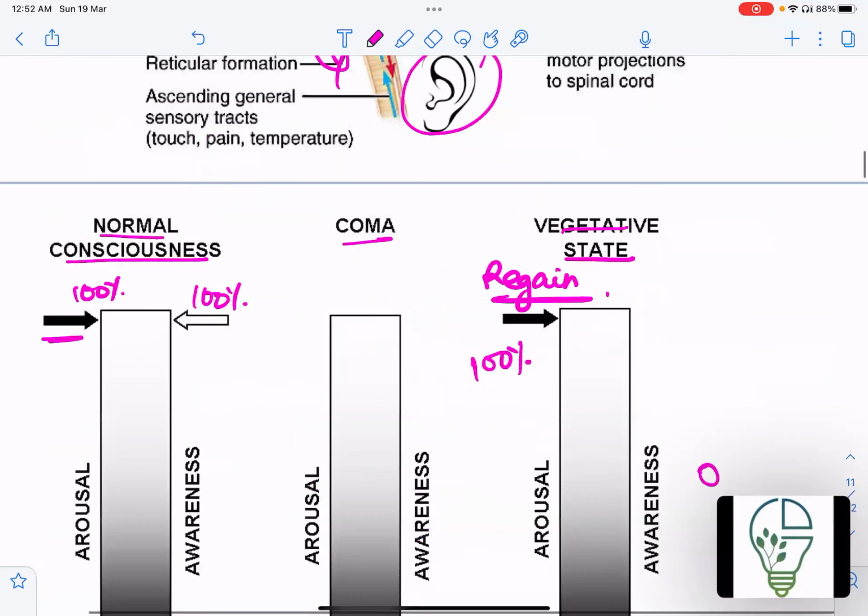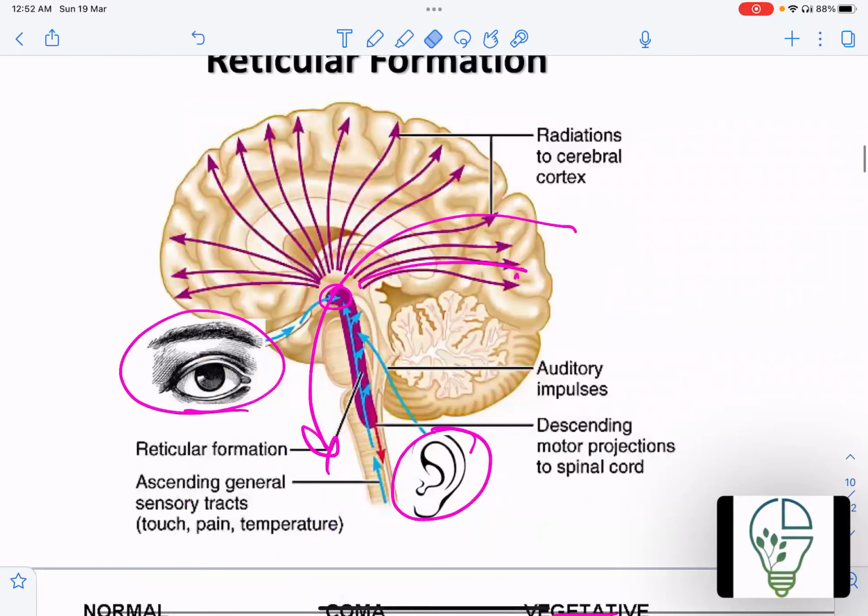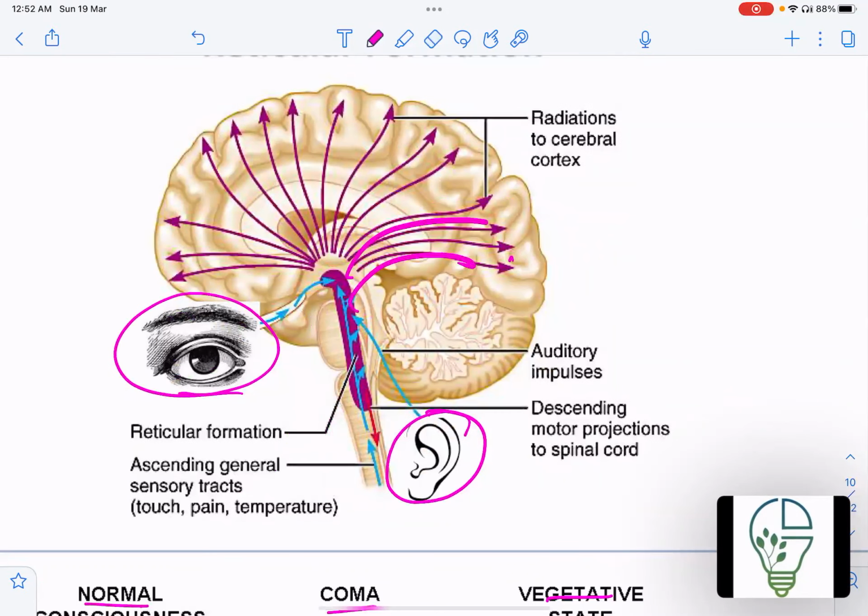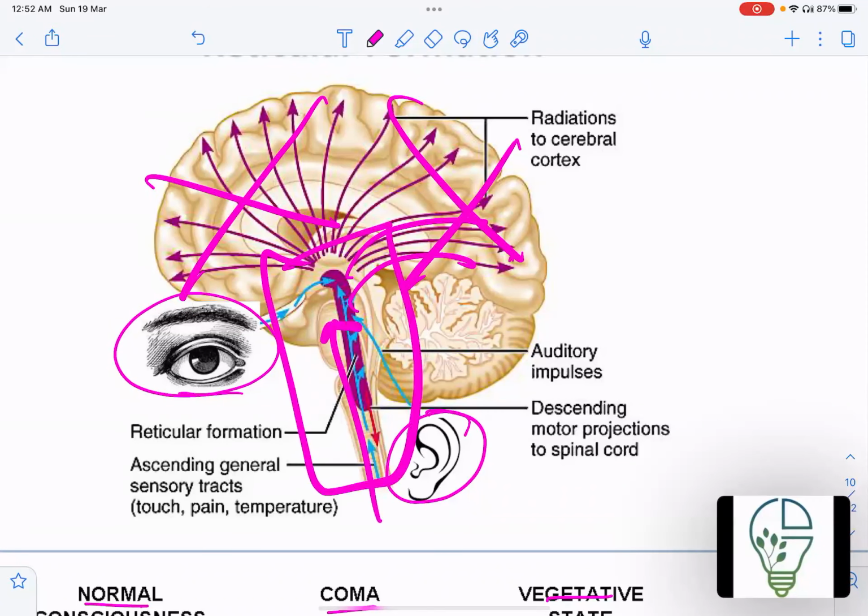Because in this diagram, remember, it has to project. It has to project somewhere. So if this whole portion is not working, then where will it project, even if this is working 100%? The stimuli will come in. It's a huge full stop over here. Okay, I hope you got the concept.